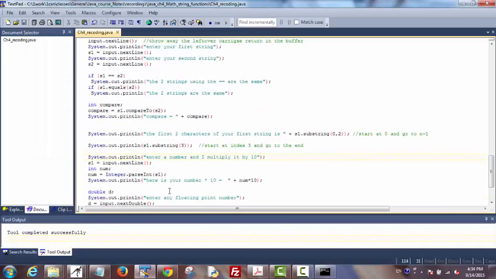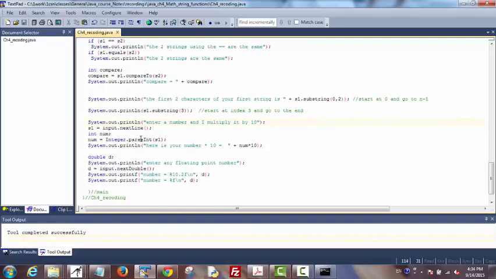You can also convert strings to numbers. We can use this operation, Integer.parseInt, which will convert a given string to an integer.